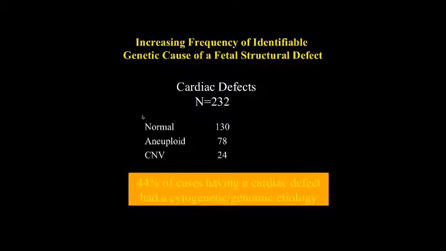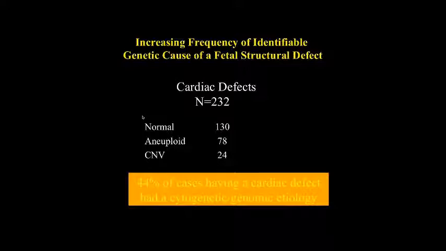In this particular slide, we review the 232 cases of cardiac defects. Of those, 130 had normal findings, and normal means that both the karyotype and the microarray were normal. 78 of those had whole chromosome aneuploidy, and 24, and as I pointed out, about 15% had a copy number variant. The remarkable thing is that when we look overall, now when we see a cardiac abnormality, 44%, or almost half of those cases with a cardiac defect, we now have a cytogenetic or a genomic etiology.